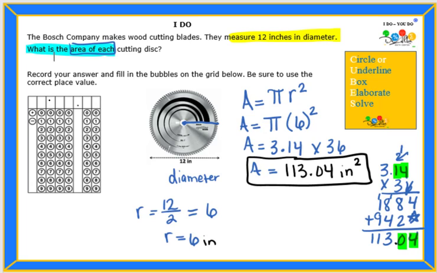Remember, 113 is a whole number, so it goes in front of the decimal. And the 04 goes behind the decimal, 0, 4. And then we would make sure to bubble in nice and neatly.